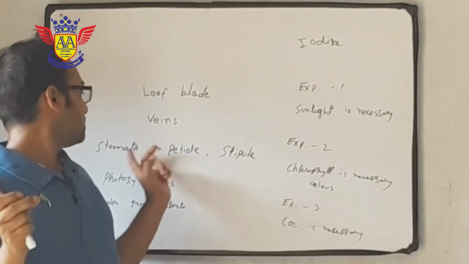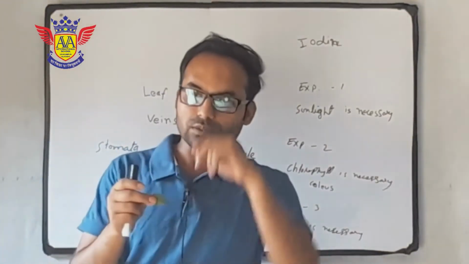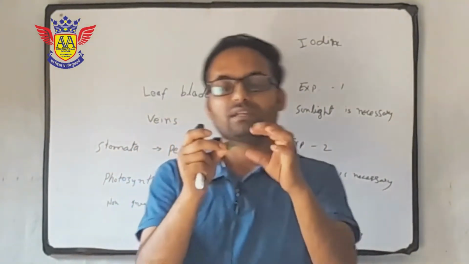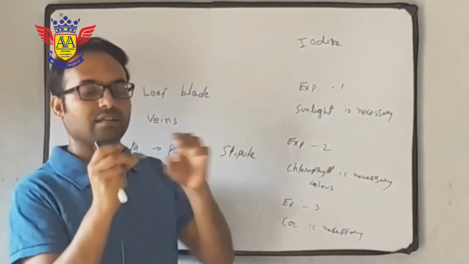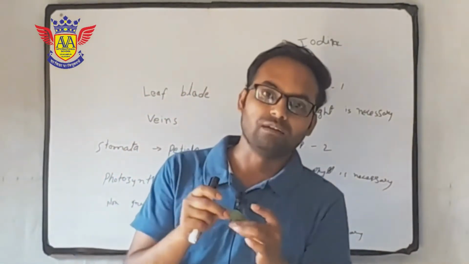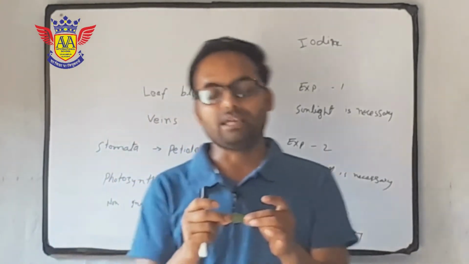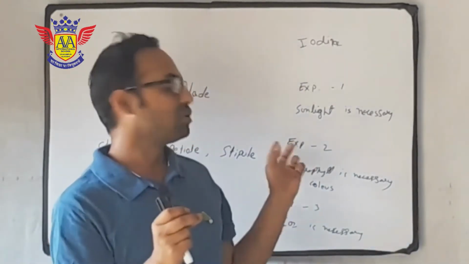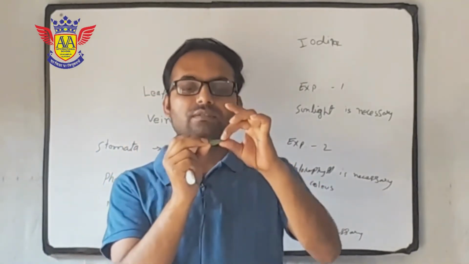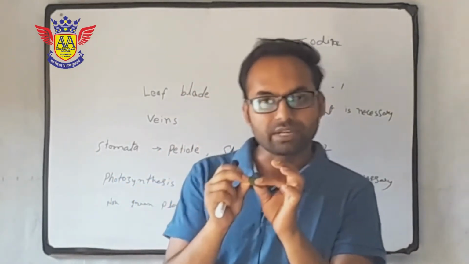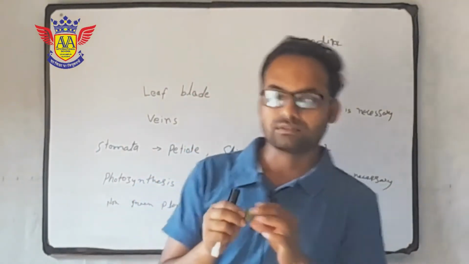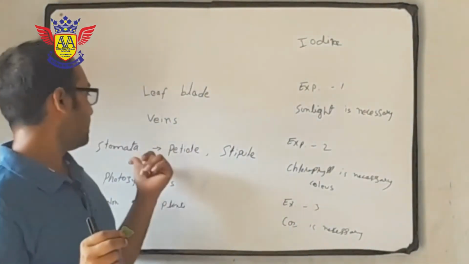Okay, next stomata. What is stomata? Stomata are tiny pores on the leaf. On the blade part and the lower part of the blade you can see the stomata, but only with the help of a microscope. With the naked eye you can't see the pores or stomata. Stomata are tiny holes in the leaf from which the leaf exchanges gases and excess water is released into the atmosphere.